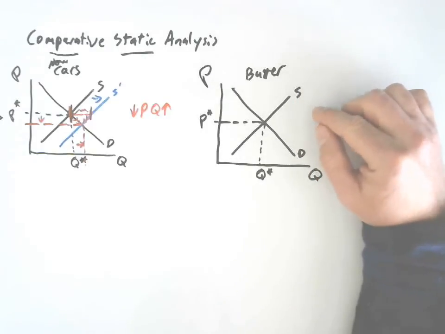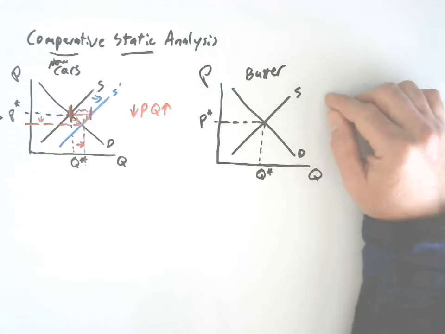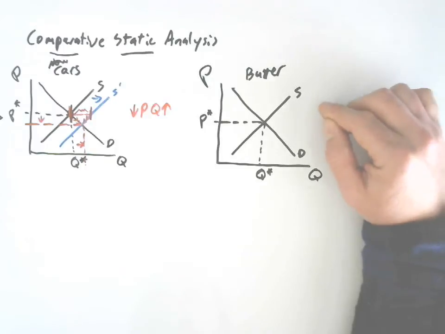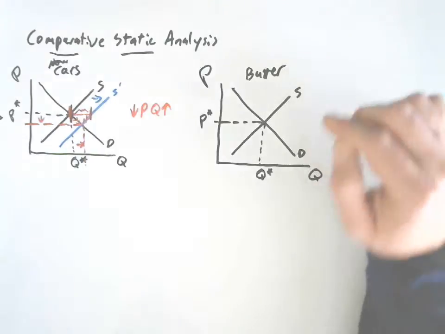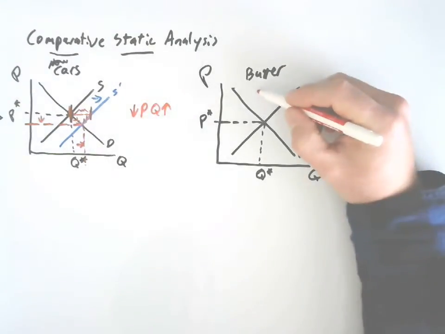So let's assume that the price of margarine rises. Well, then in the margarine market, quantity demanded of margarine will fall. This means that the demand for butter will increase.